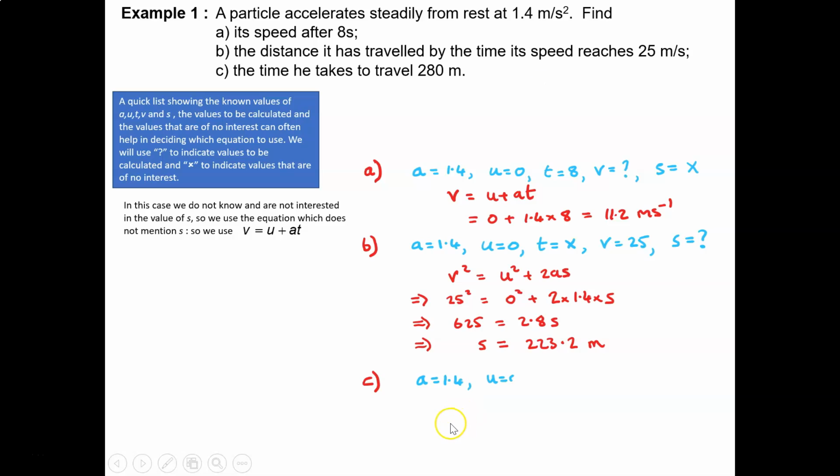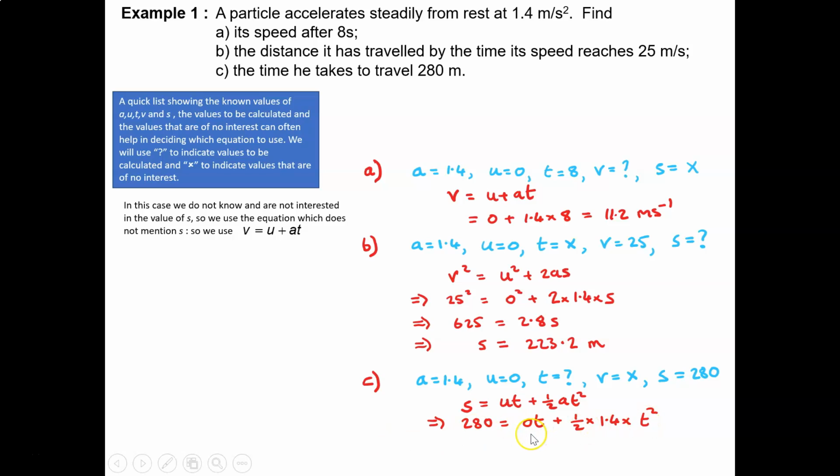So part C now, the time it takes to travel 280 meters. So this time, what do we know? A and U were given at the beginning. T is what we want to find, and S is 280 meters. So V is the one I don't know and I don't want. An equation not involving V is this one: S is equal to UT plus a half AT squared. So S is 280, U was 0, plus a half times 1.4 times T squared.